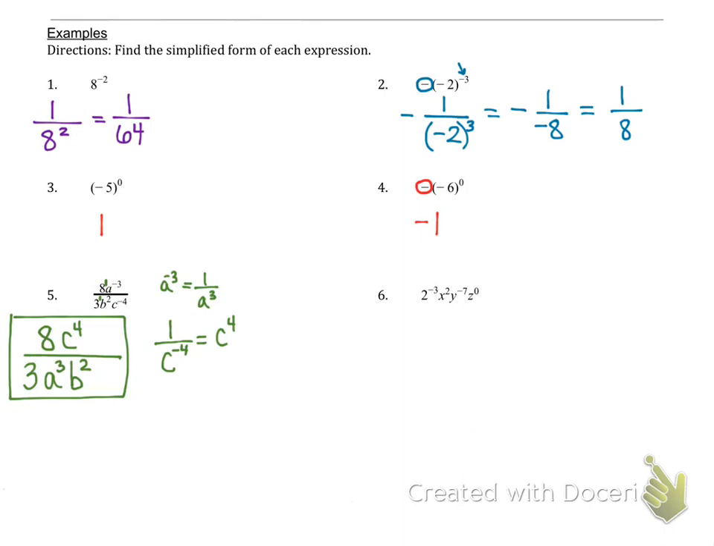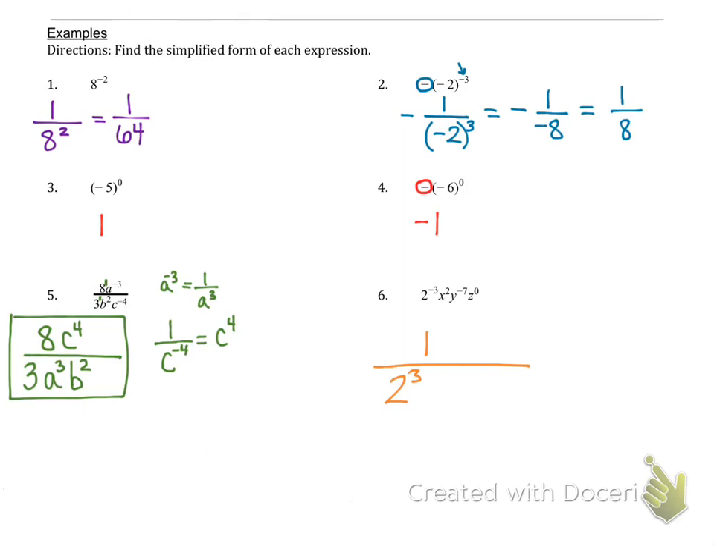And number 6. So I have 2 to the negative third power, so that has a negative exponent. So I want to write that with a positive exponent. So I'm going to write that power, and I'm going to take the reciprocal of it, which is going to be 1 over 2 to the third power, and that's going to become a positive exponent now.